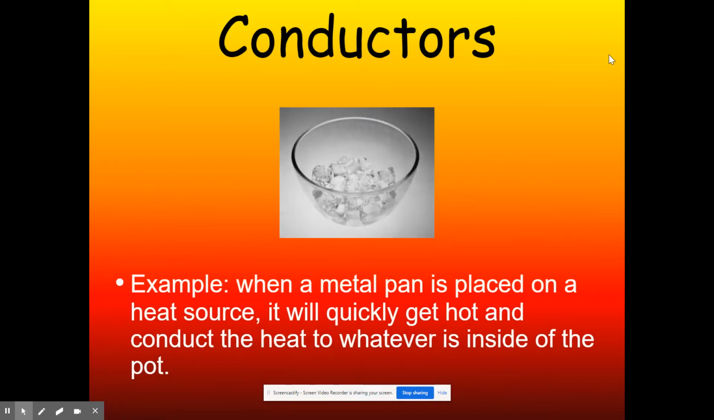So you don't have to write this example down because on the next page there's going to be a ton of examples. But when you have a metal pan placed on a heat source, it will get hot and it will conduct the heat to whatever is inside the pot. So that would be an example of a conductor transferring heat through conduction.